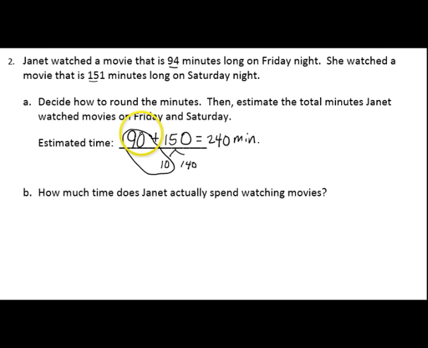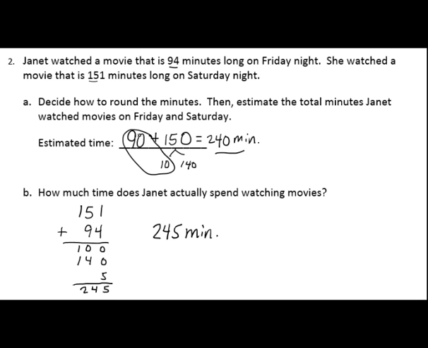Now let's find the real answer. We have 151 plus 94. I'm going to use partial sums again, so we have 100. 50 plus 90 is 140. 1 plus 4 is 5. Add those, I get 5, 4, 2. So the real amount of time that Janet spends watching the movies is 245 minutes, which is pretty close to our estimated time.